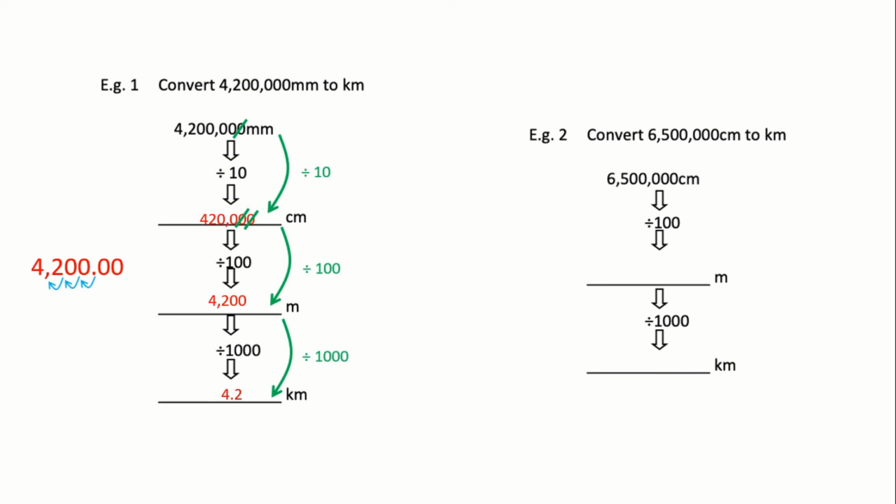Now this next example is much simpler. We are converting 6,500,000 centimeters to kilometers. So this time we're not starting from millimeters. Our starting point is centimeters. And all we do is divide by 100 because there are 100 centimeters in a meter.